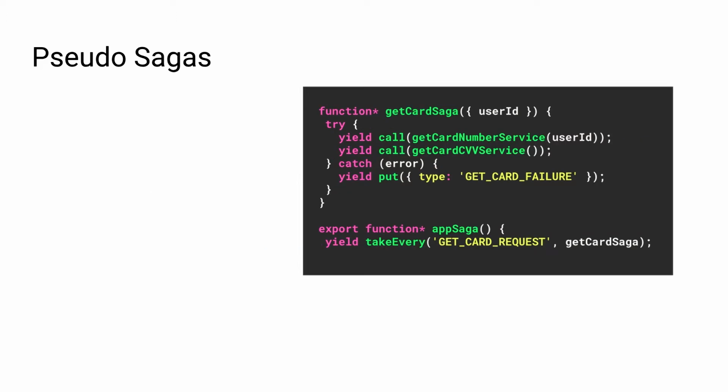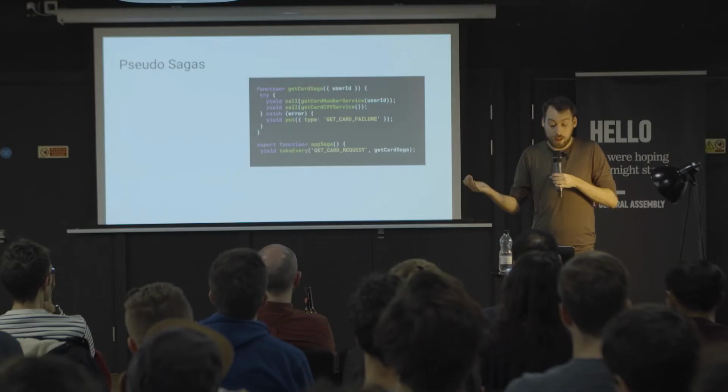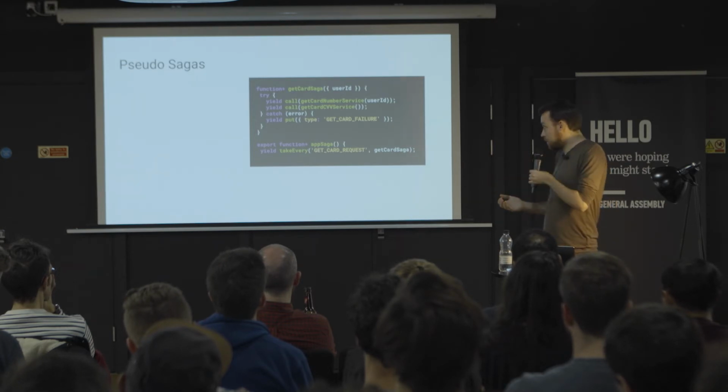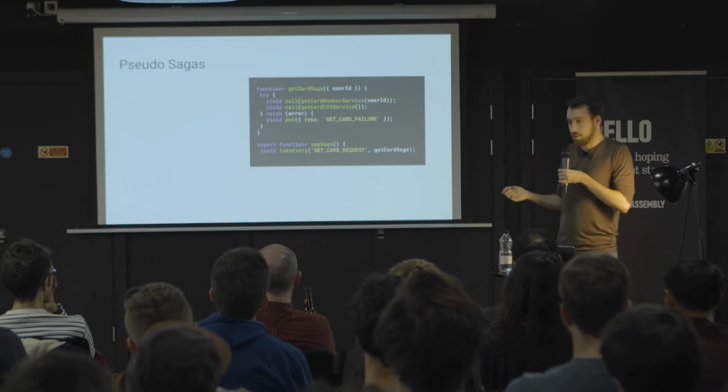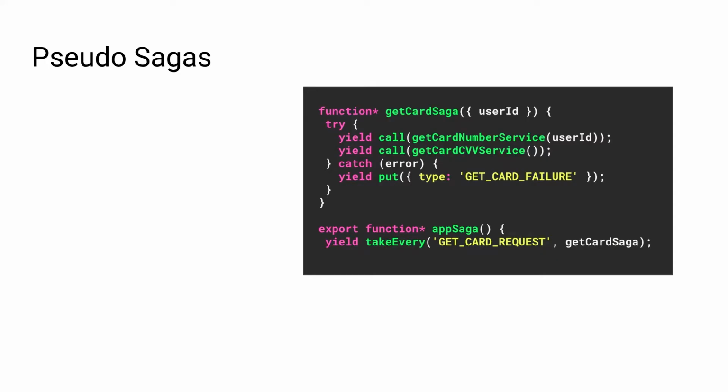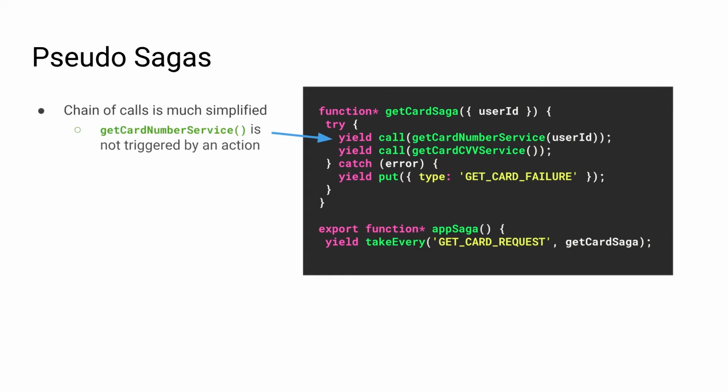And so this is what the code looks like if we want to chain some sagas together. It begins to look a lot more like the asynchronous vanilla JavaScript code. All we do is a call to get card number service, and then a call to get CVV service. If get card number service fails, it will throw, and we'll never get to get card CVV, which is a bit more like normal JavaScript code. So the chain's been simplified quite a lot.